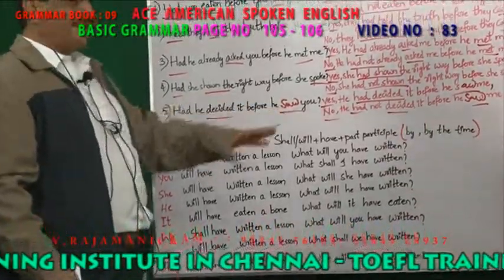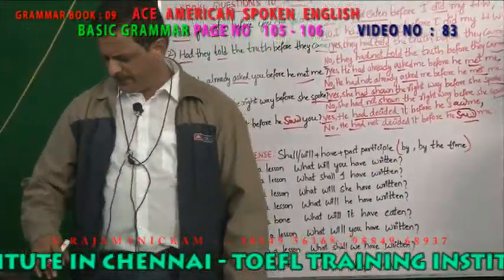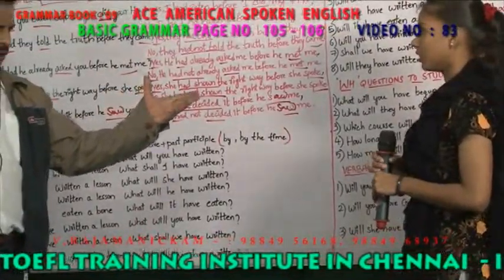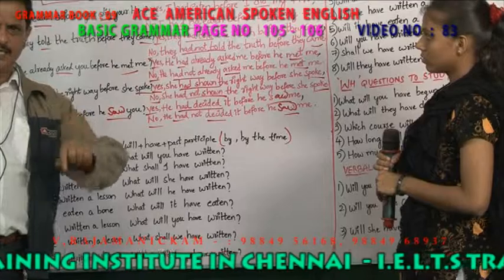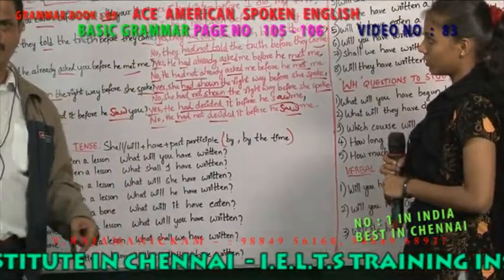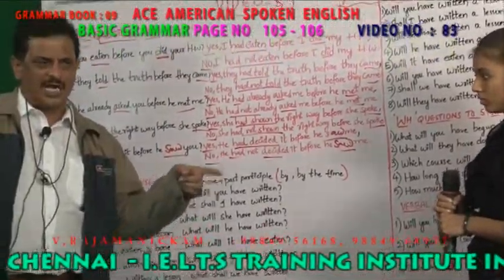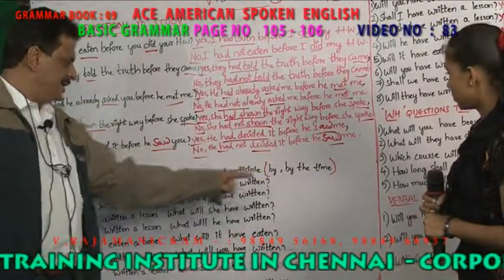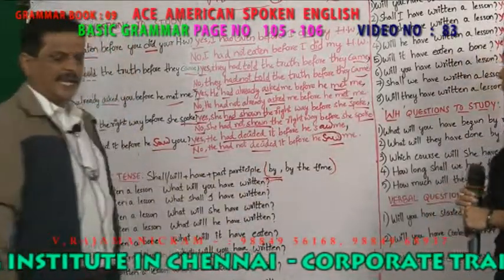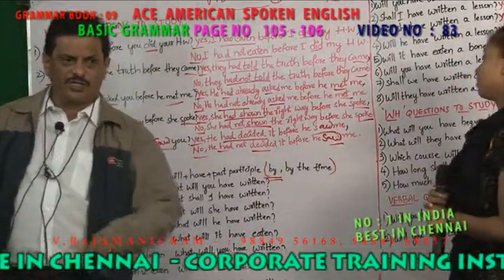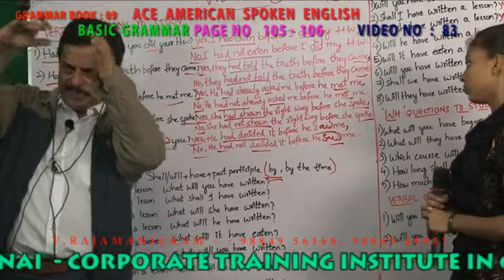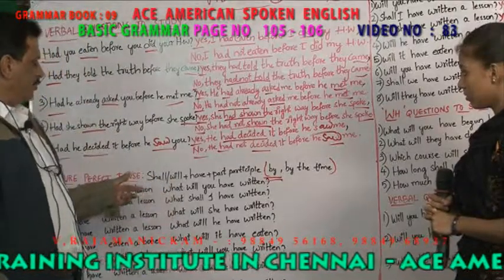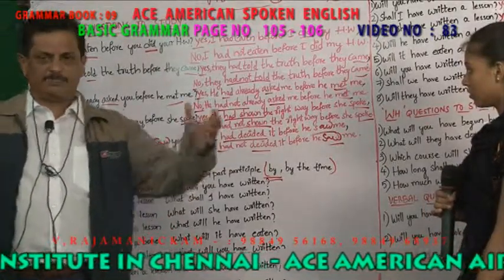So, future perfect tense, what's this future perfect tense? What is future perfect tense? "By 2018, I will go to America." How do you say it? "By 2018, I will have gone to America." So, within a particular time in future, one action will be completed. There you are using will have plus participle.